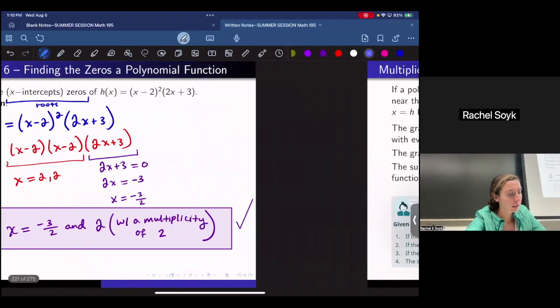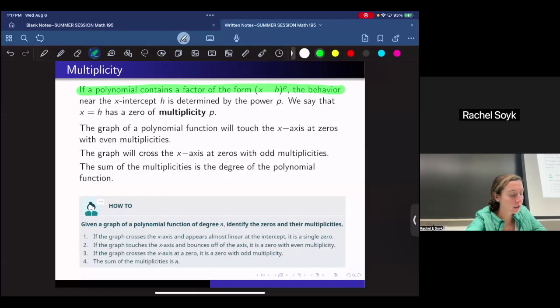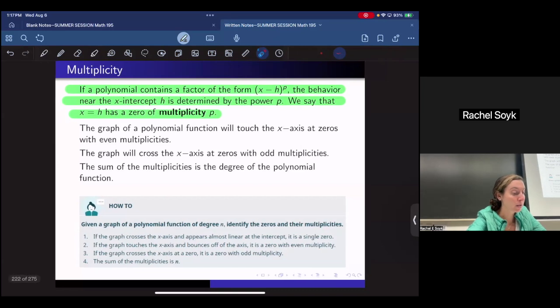Multiplicity. This is the formal definition. When you're dealing with a factor where the exponent is greater than 1, so whether this p-value is 2, 3, 4, 5, that p determines what your multiplicity is for that 0. So if it's raised to the 5th power, then we have a multiplicity of 5. If h was, I don't know, 8, that would say at the value 8, we have a multiplicity of 5. 8 is being repeated 5 times.